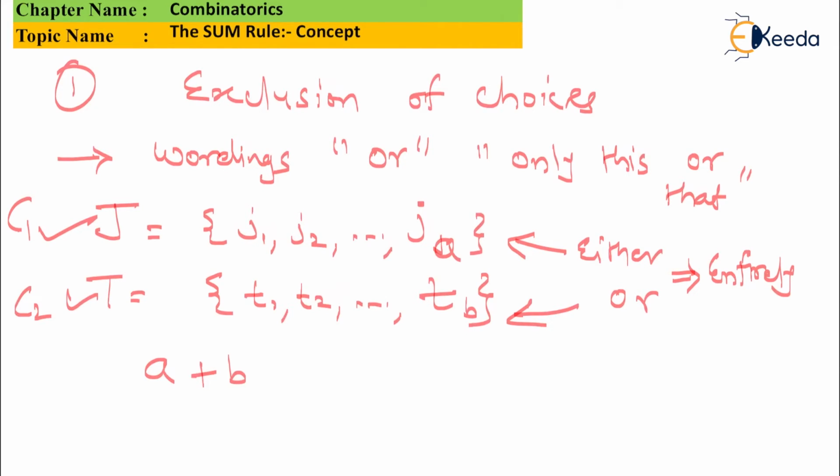And we are not going to go into the question of how to find the size of this first choice set. How do you know that there are A number of jeans? How do you know that there are B number of t-shirts? We really know that we can actually count it via setting up one-to-one correspondence. So leaving that question aside, we know that the exclusion of choices really means only the use of the words either or, only this or that, and that too in entirety.